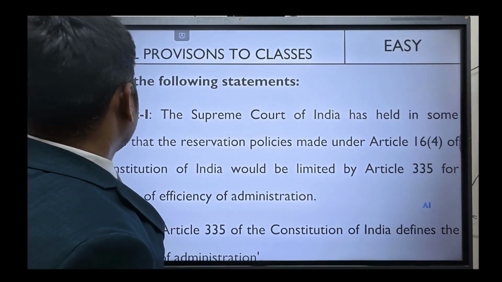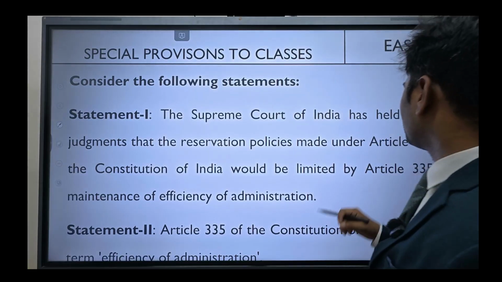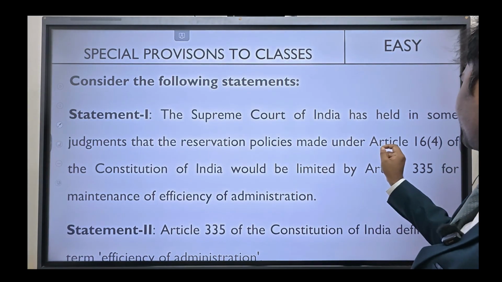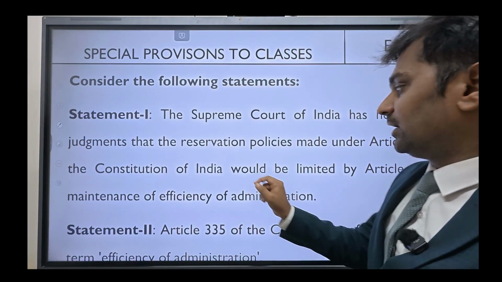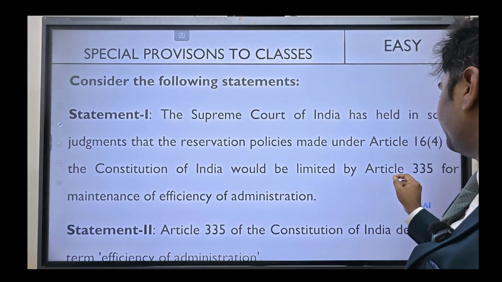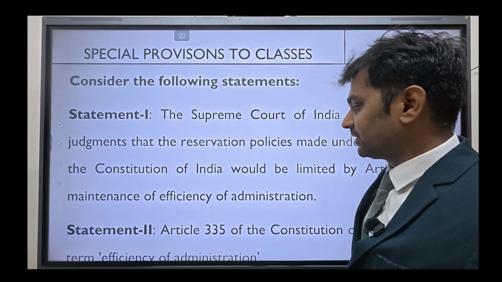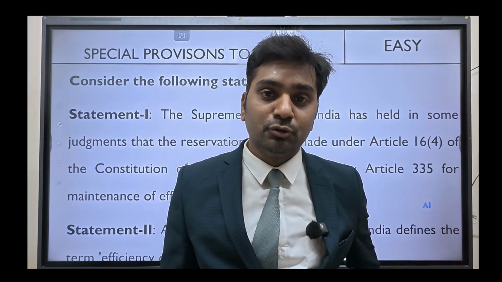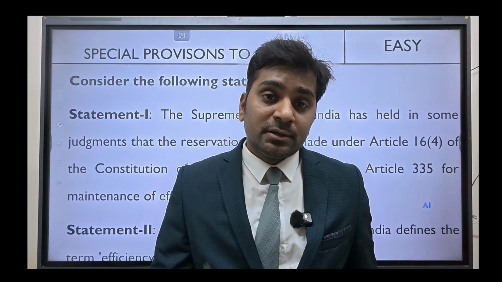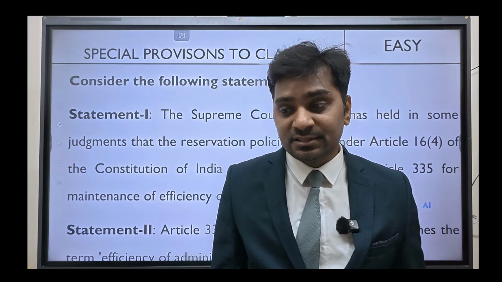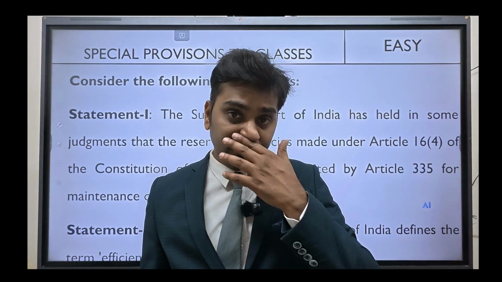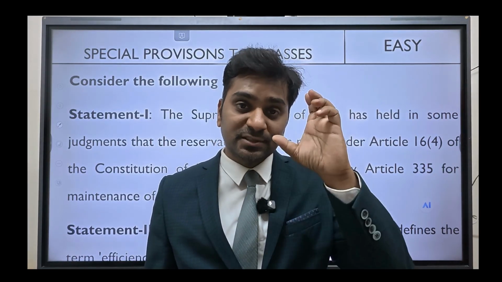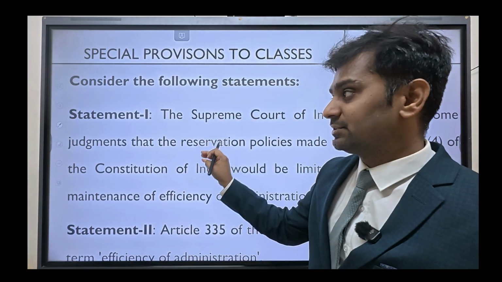Moving further. Consider the following statements. Statement 1: The Supreme Court of India has held in some judgments that the reservation policies made under Article 16, Clause 4 of the Constitution of India would be limited by Article 335 for the maintenance of administrative efficiency. If you look at Article 335, special provisions, the Constitution clearly prescribes that yes, reservations can be provided for the scheduled castes and scheduled tribes, provided that you are not compromising on administrative efficiency. This was the term used in Article 335, hence the first statement is correct.